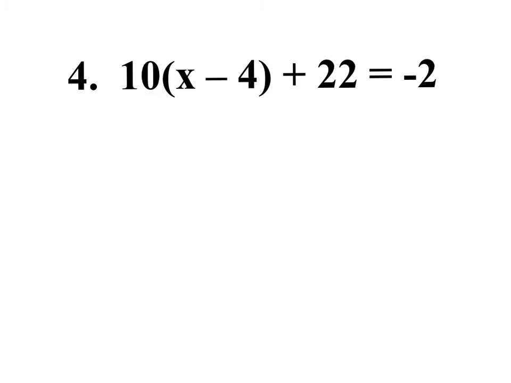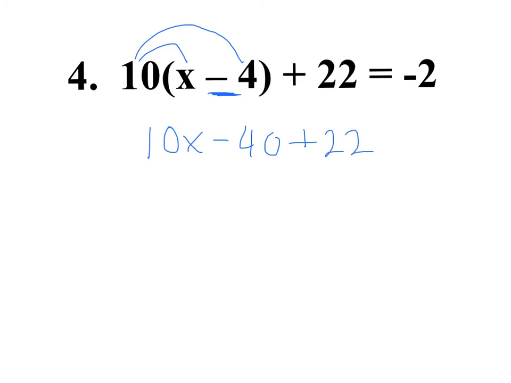Okay, remember our first step is to distribute. So we're going to distribute everything on the outside by everything on the inside. So you have 10 times x, which we all know to be 10x. And then 10 times minus 4 gives you negative 40. And then write out the rest of our equation here.